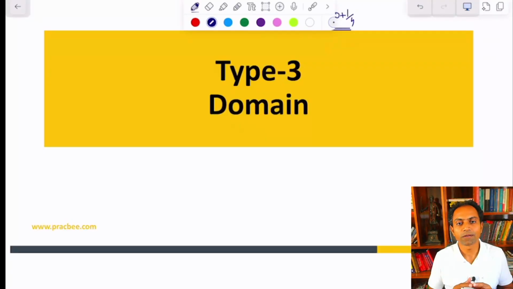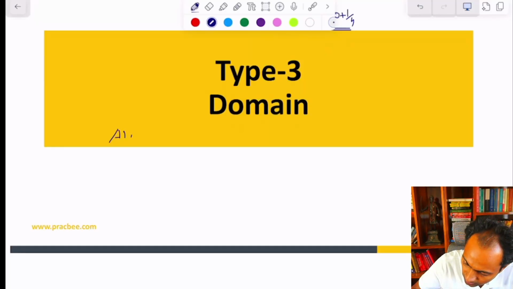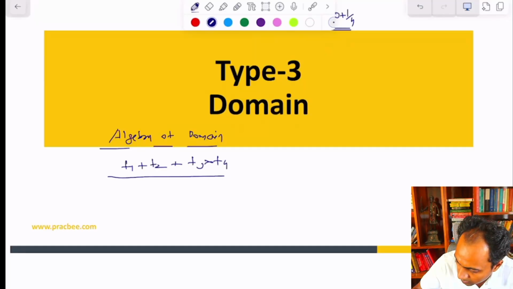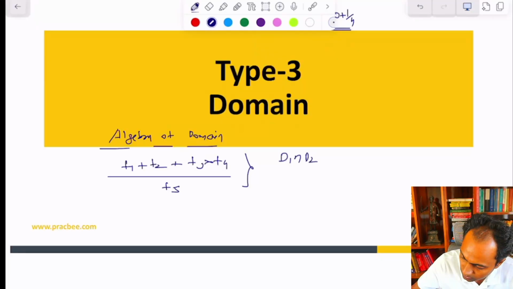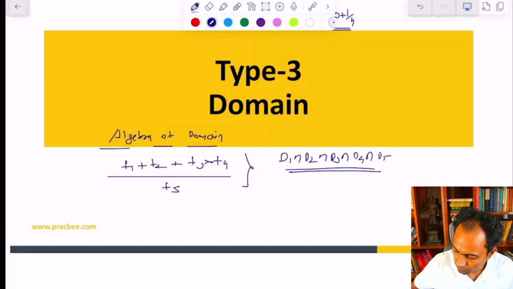Now type 3 questions are based on domain. In domain based questions, there is a logic that is known as algebra of domain. What is algebra of domain? Whatever functions are involved, you take the intersection. So let us say that there is function 1 plus function 2 plus function 3 into function 4 divided by function 5. We will take the intersection of the domains. If I do so, I get my answer. This is a very clear and very easy thing to do for most of the cases.